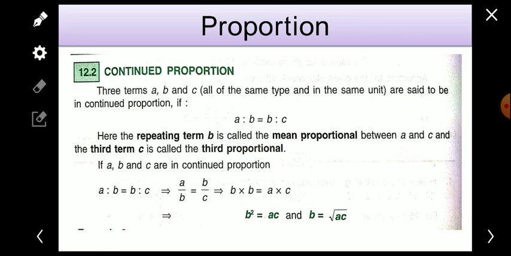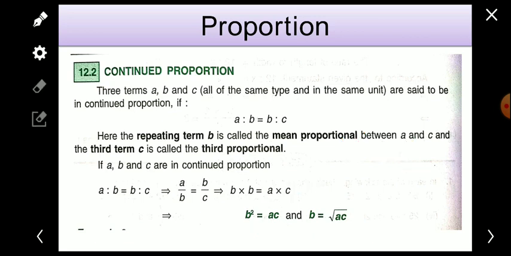If we find the value of b, then the square will be removed and it will come to this side, converted into the square root. We know that whenever we transfer the power 2, it will be converted into the square root on the other side. So b is equal to root ac. Earlier it was ac, now the power has been transposed, so now root ac.